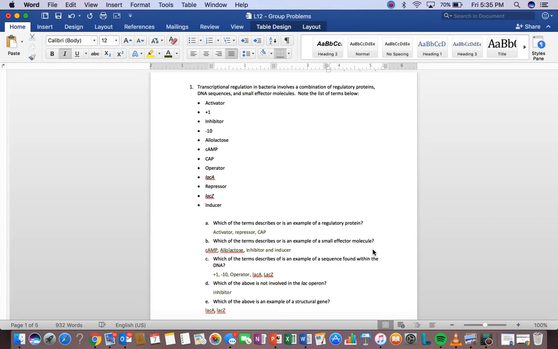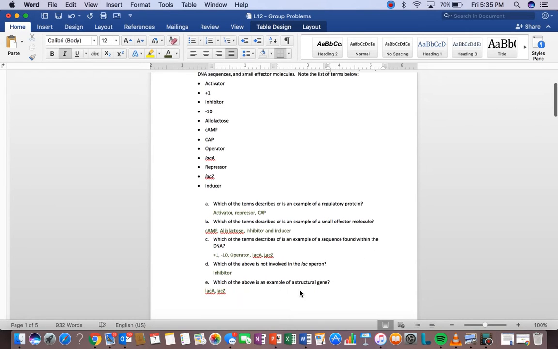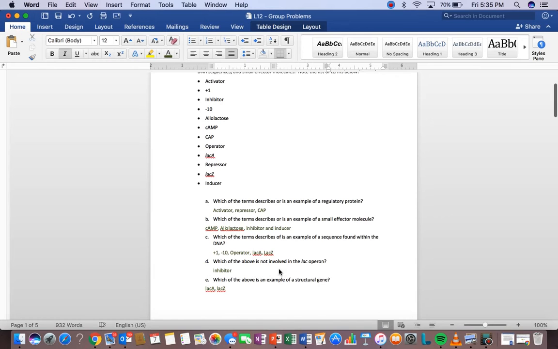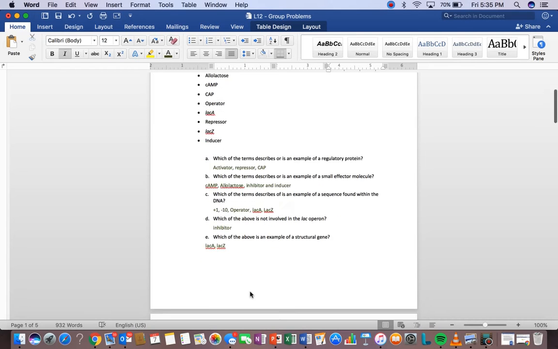Okay. For part C, it asks which of these is an example of a sequence found within the DNA. We put the +1, the -10, the operator, the lacA, and lacZ. For part D, it asks which of the above is not involved in the lac operon. We found that was the inhibitor. Okay. So for part E, it asks which of the above is an example of a structural gene. As we know from the reading, it's the lacA and the lacZ.